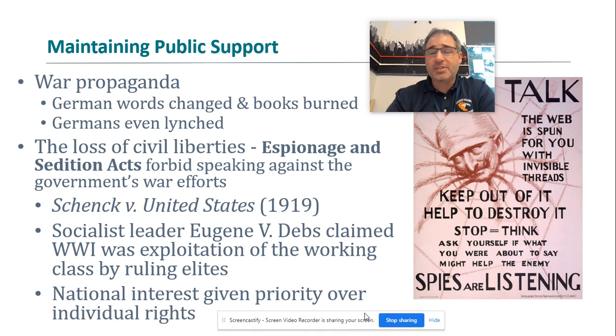Socialist leader Eugene Debs even claims World War I is exploitation of the working class, essentially that the people that caused the war were the rich people that just wanted to sell a lot of weapons, and it's the working class that are fighting each other in Germany and the Allied states against the Allies. And that if all the working class just stopped fighting, then the rich people would lose out on profits and the war would stop. And because he said that, he gets thrown in prison for 10 years. He ran for president while he was in prison, by the way. He got about 1 million votes. In the end, the Espionage and Sedition Act showed that sometimes the national interest is given priority over individual rights.